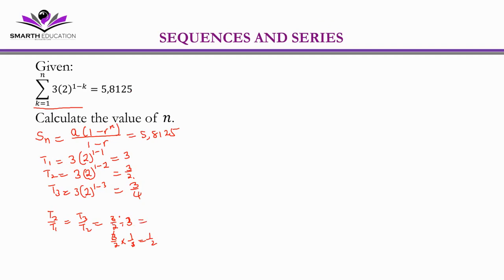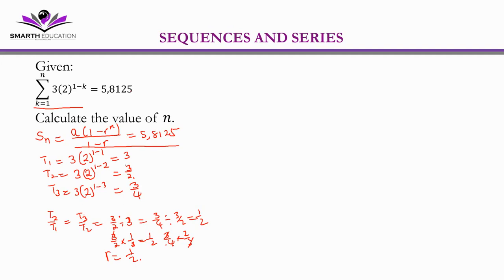T3 divided by T2: 3 over 4 divided by 3 over 2. What do you get? 3 over 4 times 2 over 3. 3 into 3, 1, will remain 2 over 4, which is half. So our ratio is equal to 1 over 2. So let's substitute into this formula.